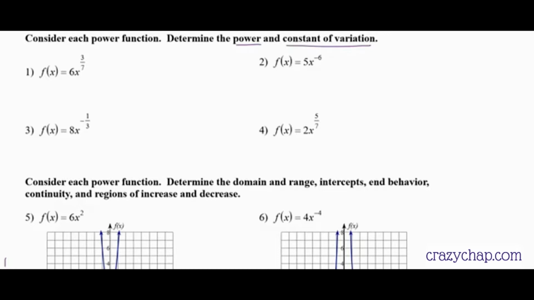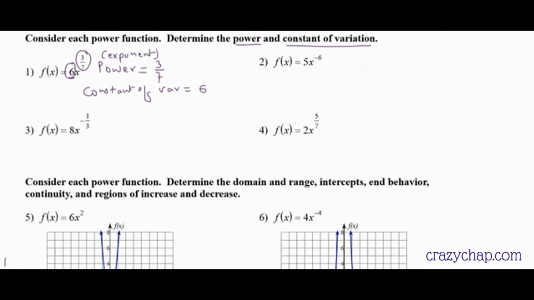Please understand, guys, power is also called exponent. So in question number 1, we can say power is 3/7. And what is the constant of variation? Constant of variation is 6. Power is also called as exponent. Let me write that. Exponent.